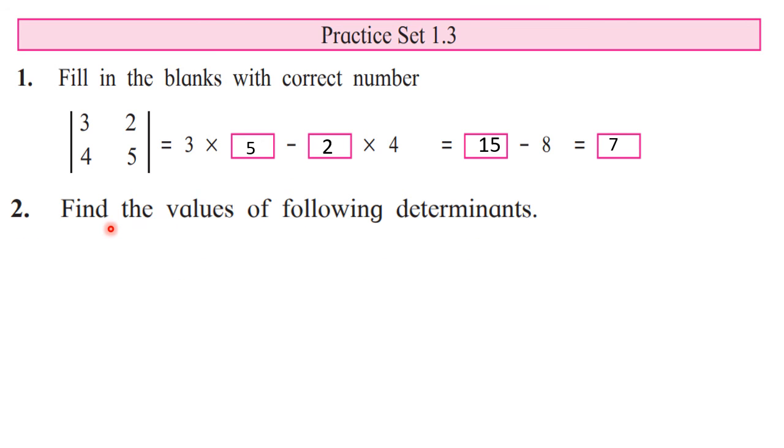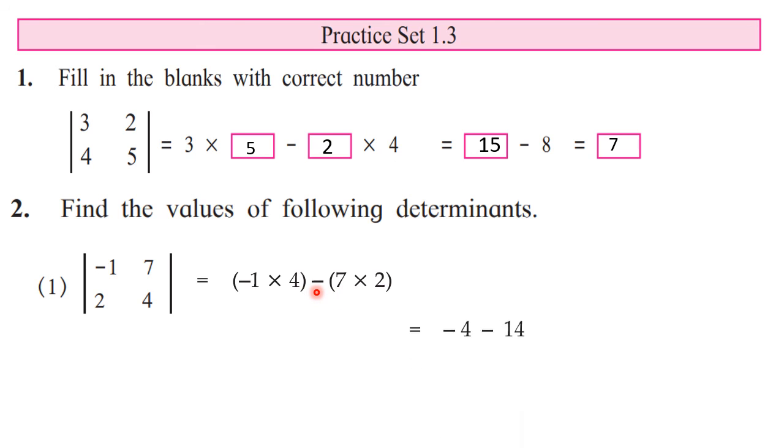The second question is again of 1 mark. Find the values of the following determinants. So first one here, minus 1, 7, 2 and 4 are the elements. So again we have to go for cross multiplication here. So we are going to write minus 1 into 4 in one bracket, then minus sign in the middle, which is there in the formula itself, and 7 into 2, or you can write 2 into 7 also, as I have said. So minus 1 into 4 is minus 4, and 7 2s are 14, but the minus sign is outside. So we will write minus 4 minus 14, that is minus 18.